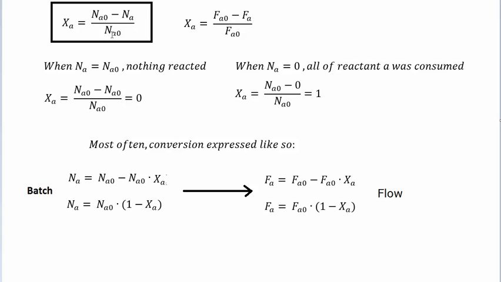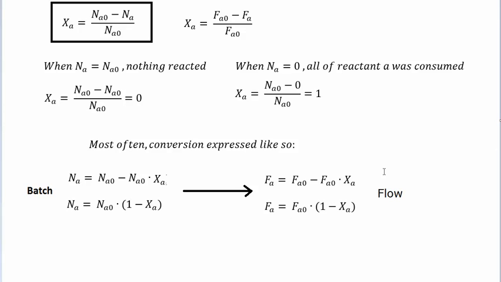So it's just going to be rearranged with this N sub A naught multiplied over here, and then everything's distributed so that N sub A equals N sub A naught minus N sub A naught times the conversion. Or similarly, if you just use the distributive property, you can pull that N sub A naught out and write it like this. And the reason why we care is that typically you're going to be getting the conversion when you have N sub A or F sub A.